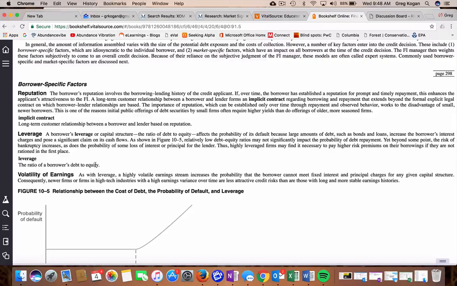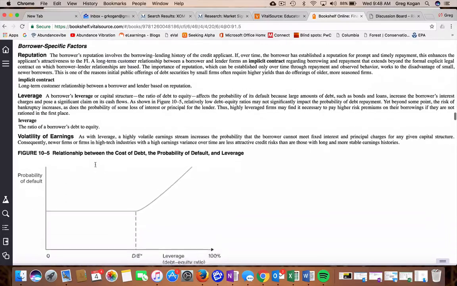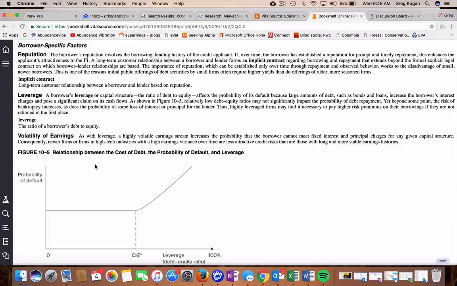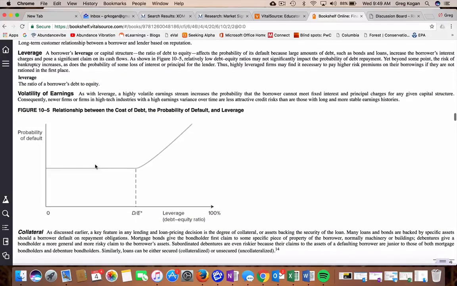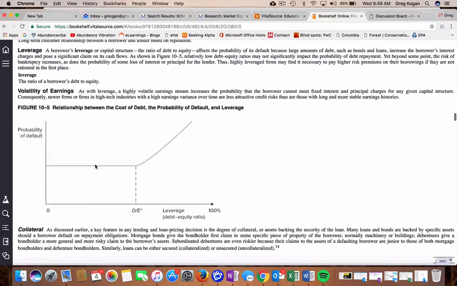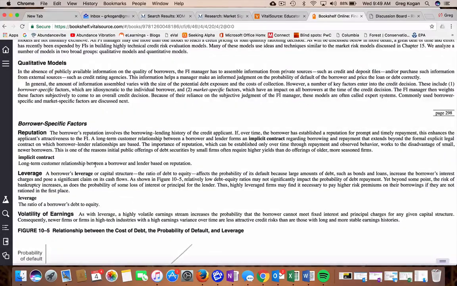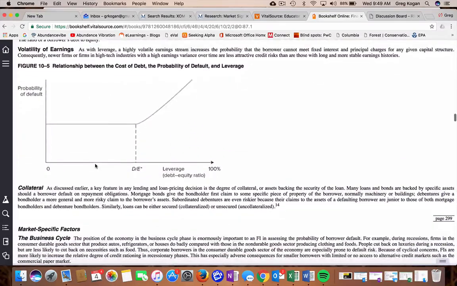Then volatility of earnings. The idea is, how much are they making? How regular is their income? Is their income growing? These are the things you're interested in as a lender about your borrower before you give them a loan, or decide how big of a loan to give them, and more importantly, what rate you're going to give them.